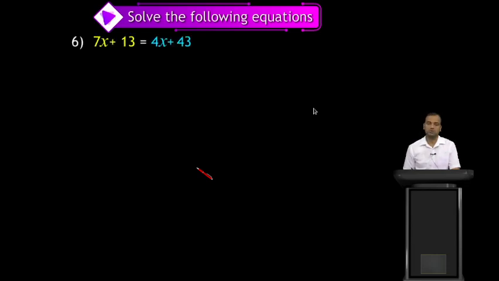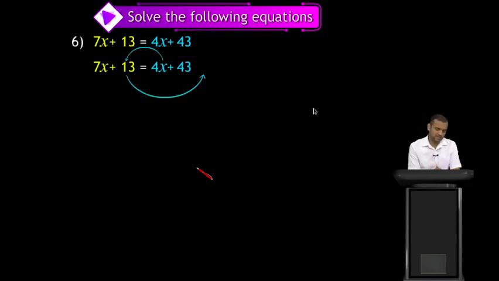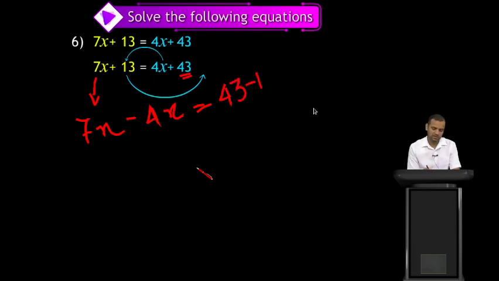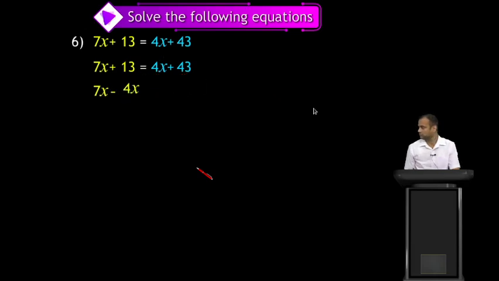In this equation we have variables on both sides, on LHS and RHS. So first we take variables on one side and constants on the other side. It can be written as 7x, and we transposed 4x to the other side, so it becomes 7x minus 4x equals 43 minus 13. So it can be written as 3x equals 30, or x equals 10.